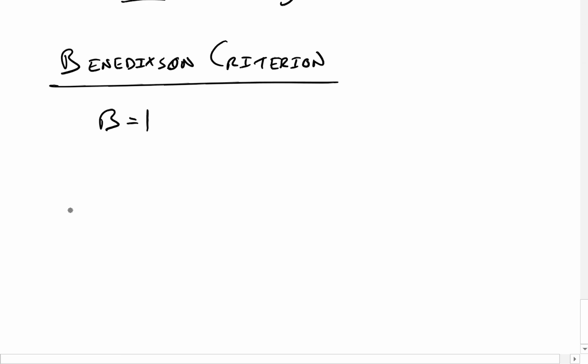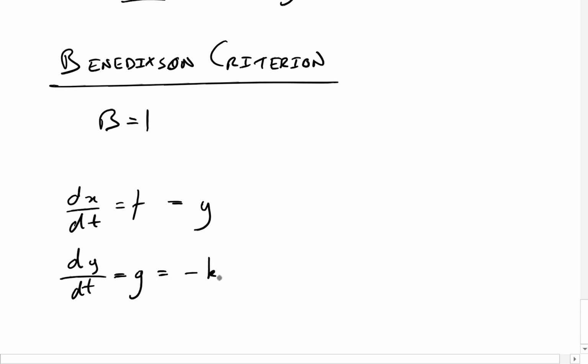For example, say dx by dt, which is of course equal to f, is equal to y. And then we've also got dy by dt, which is of course equal to g, and let's say this is equal to minus k squared y.